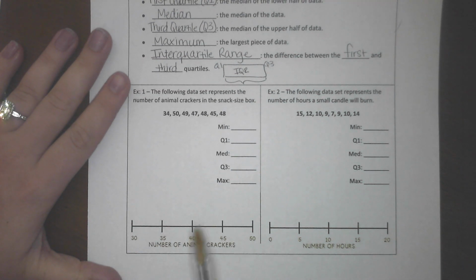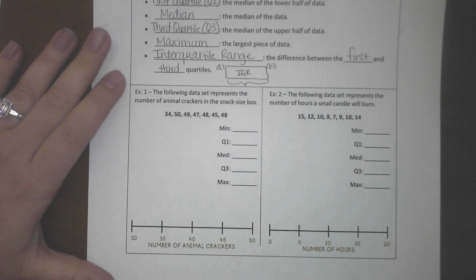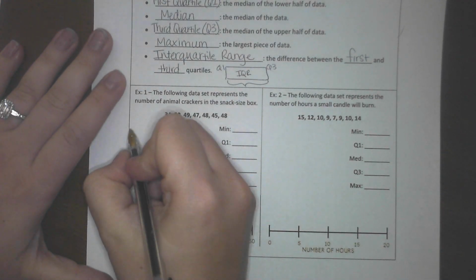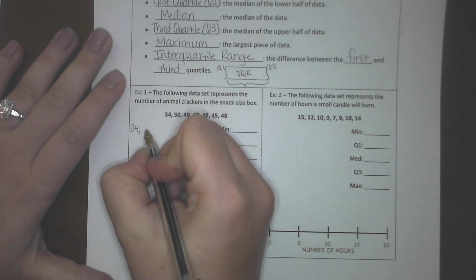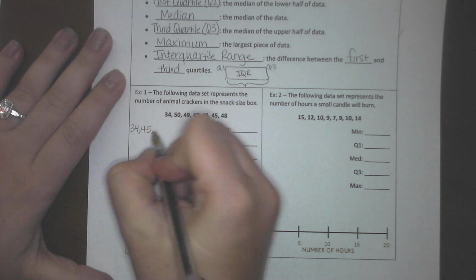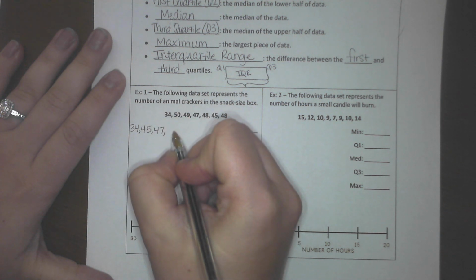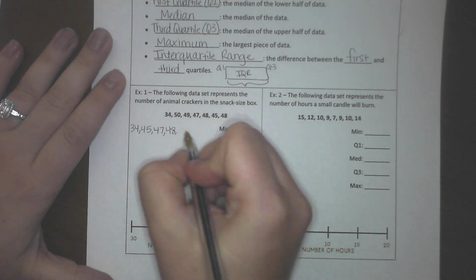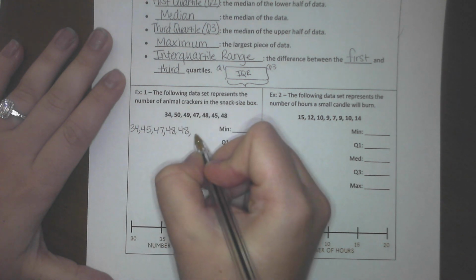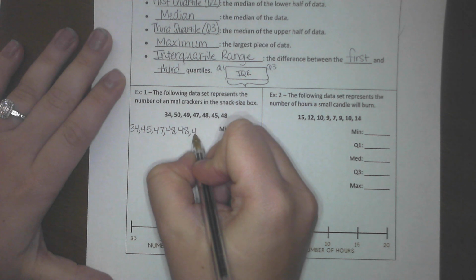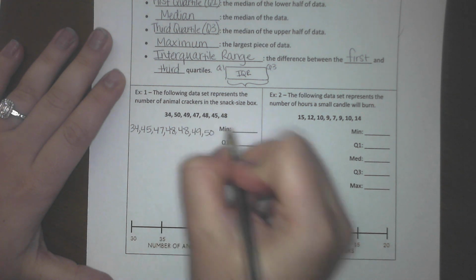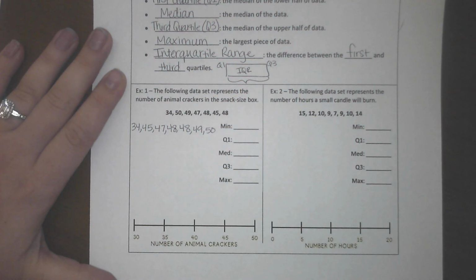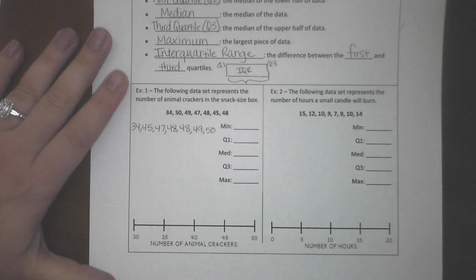So what we're going to do is we're going to rewrite it from least to greatest, just like we've been practicing on the last week's lesson. So if we rewrite it, we have 34, 45, 47, 48, 48, 49, and 50. Okay, so make sure you always rewrite it from least to greatest, otherwise it's going to be all messed up.